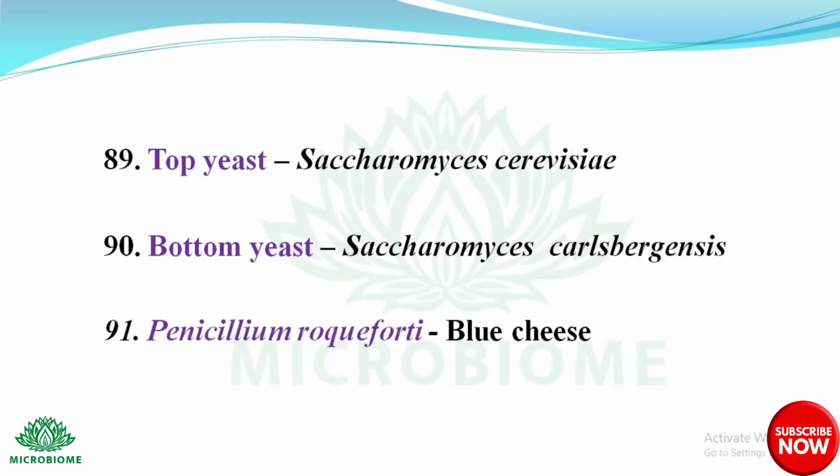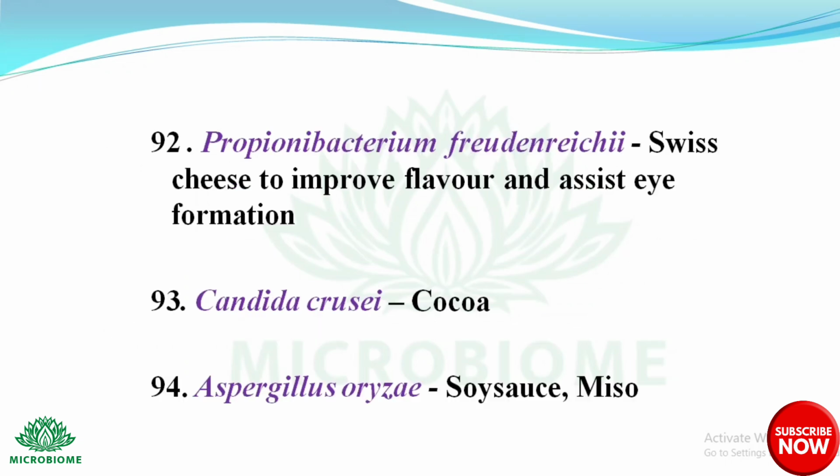And next, top yeast, Saccharomyces cerevisiae. For bottom yeast, Saccharomyces carlsbergensis. And blue cheese, Penicillium roqueforti. And next, Propionibacterium freudenreichii. It is for Swiss cheese to improve the flavor and assist the eye formation. And for cocoa fermentation, Candida krusei is used.